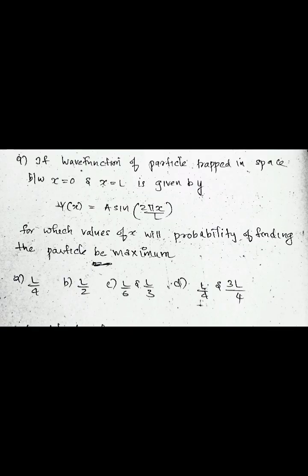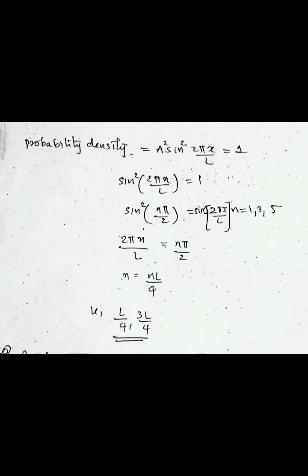Next question is, if the wave function of the particle trapped in the space between x is equal to 0 and x is equal to L is given by psi of x is equal to A sin 2 pi x by L, for which values of x will the probability of finding the particle be maximum. So here the probability density, that means psi star psi, is equal to A square sin square 2 pi x by L. Here it is asking about the maximum value of probability. For the maximum value, the sin square term is equal to 1.